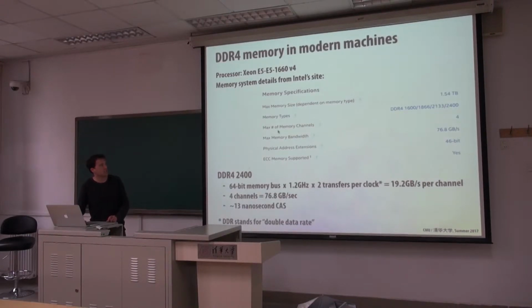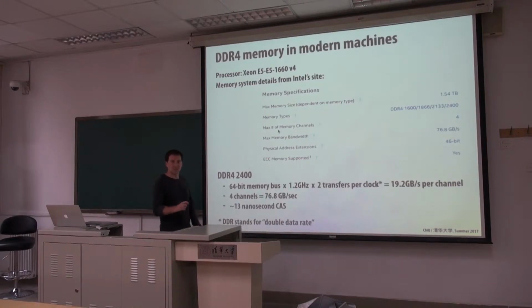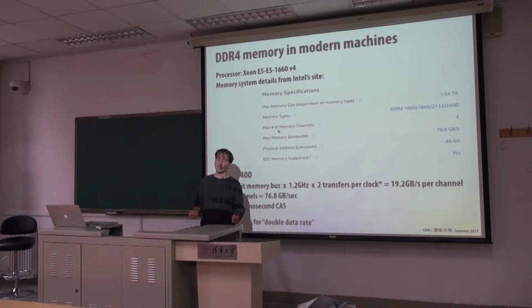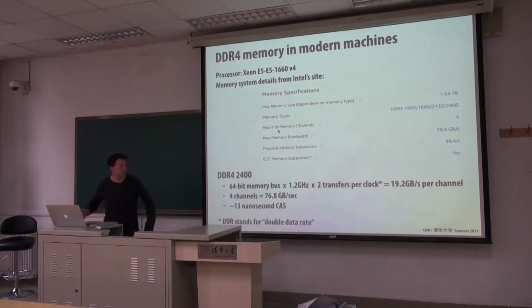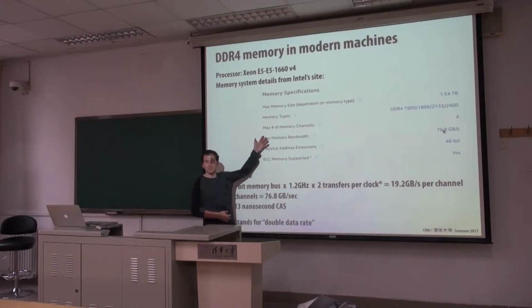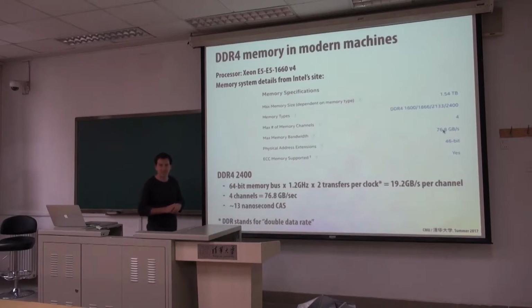But notice that this says that this computer, this processor, can be hooked up, if you want, to 4 memory channels. And so if we use 4 memory channels, each at 19 gigabytes per second, well, that's 4 times 19, and that's 76.8 gigabytes per second. And hey, look, if I look up the specifications at Intel, the maximum memory bandwidth is 76.8 gigabytes per second. So now you should be able to decode these spec sheets when you read them.